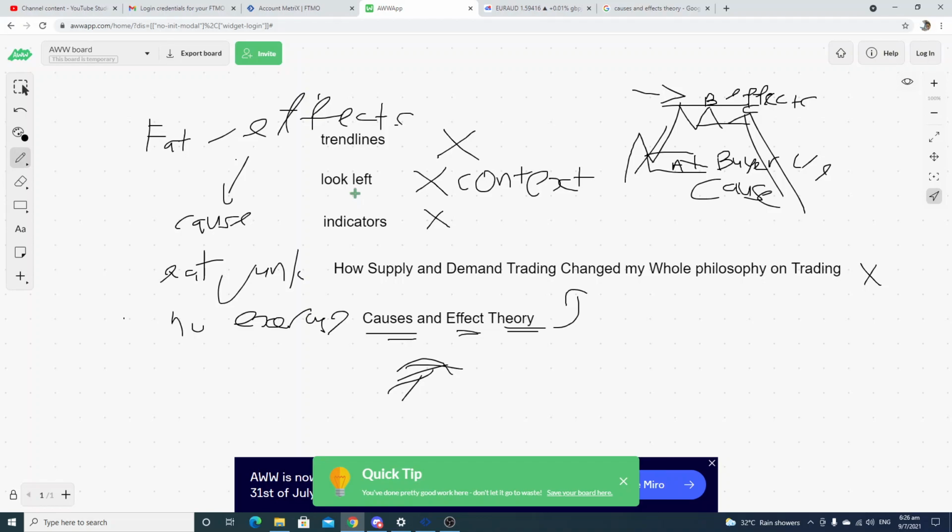The gist behind it all, and indicators, why I don't use indicators, and then how supply and demand trading changed my whole philosophy of trading, and cause and effect theory, and how the cause and effect theory applies in trading. All this is throughout my journey, as I learn about price action and supply and demand, and how I evolve and grow.